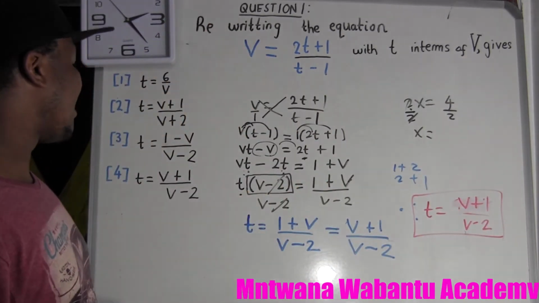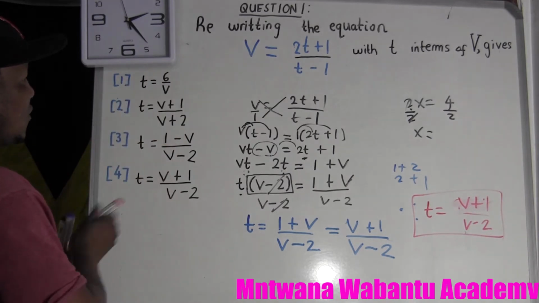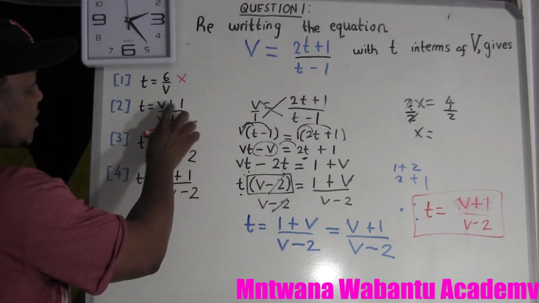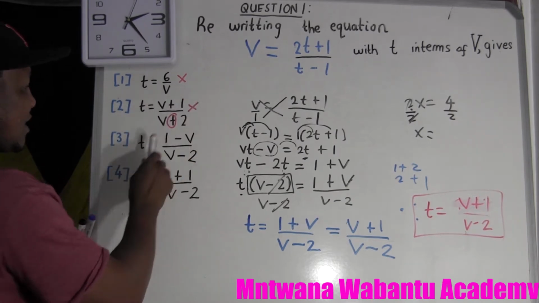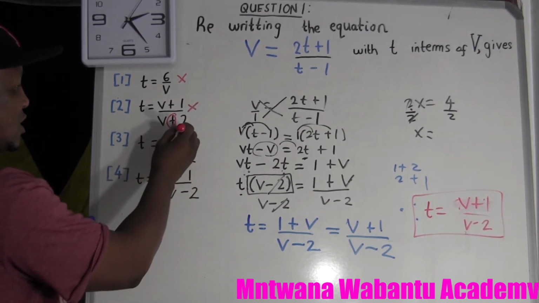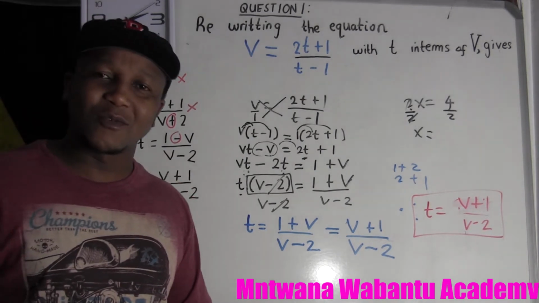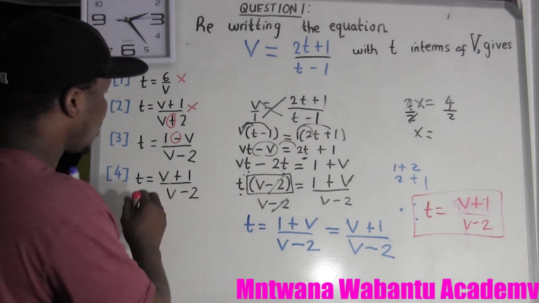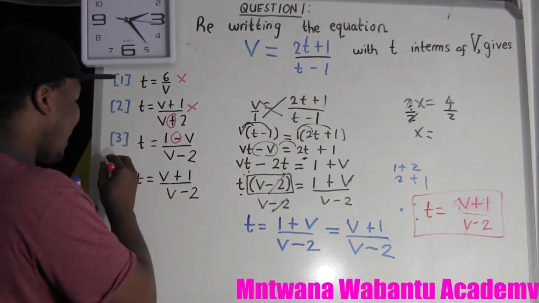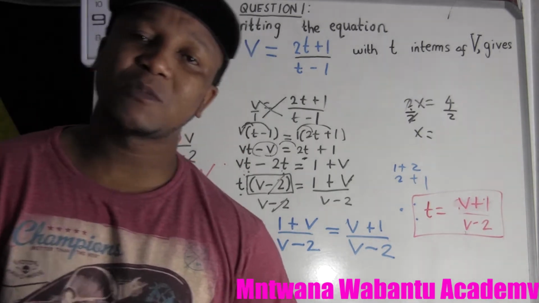So now let's go to the options and see which is the correct answer. If I look carefully, the first one, no, of course it's not the right answer. The second one, v plus 1, v plus 2, no, there's a problem here. It's not the right answer. This one, 1 minus v, no, there's a problem here. This one, this is the perfect answer. So from this given equation, this is going to be our right answer. So option 4.